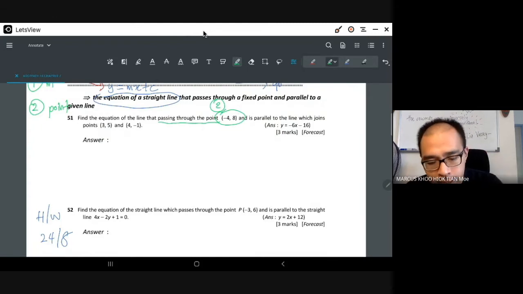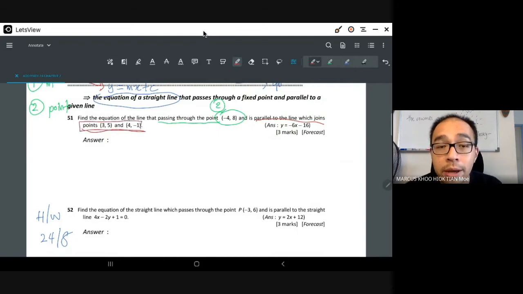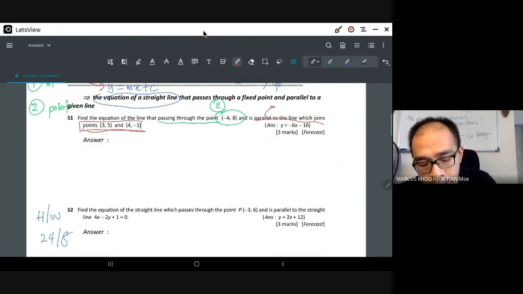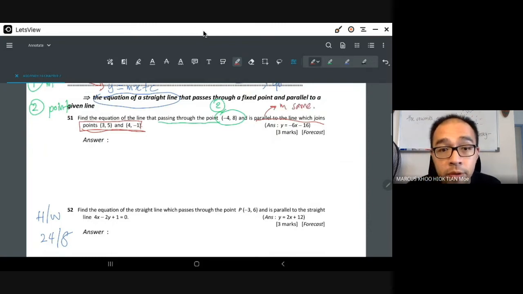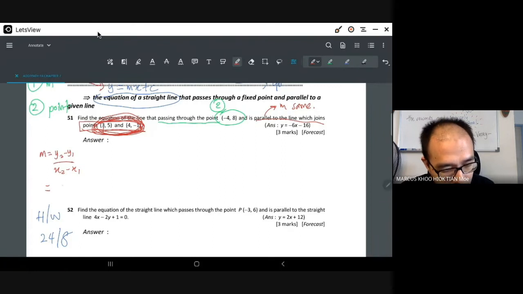And then it says it is parallel to the line which joins this one. What does parallel mean? Parallel means same gradient. So can I use these two coordinates to find the gradient? Can. We use m equals y2 minus y1 over x2 minus x1. Can you calculate the gradient now for me, please? These two points are (3, 5) and (4, -1). Calculate the gradient and give me your answer in the chat, please. Okay, -6. Yeah, I think that makes sense.